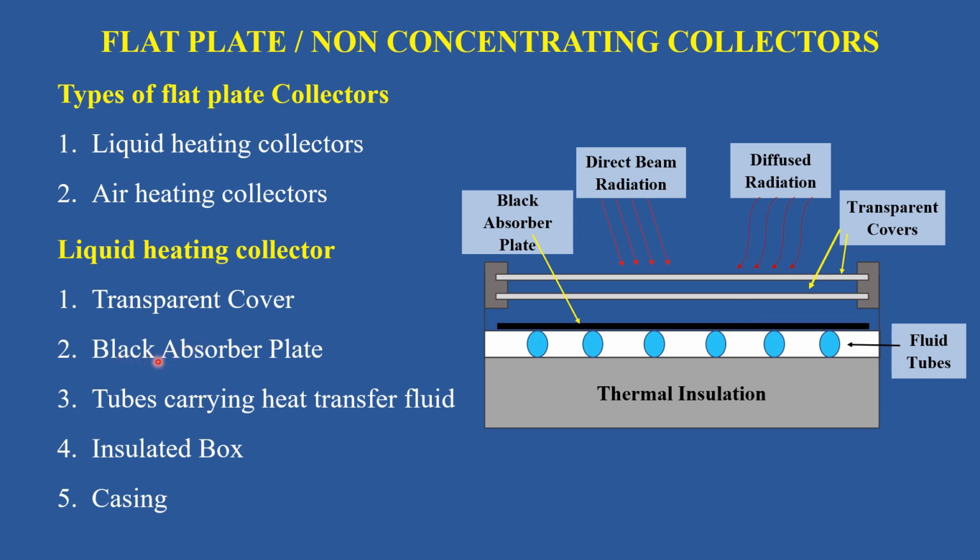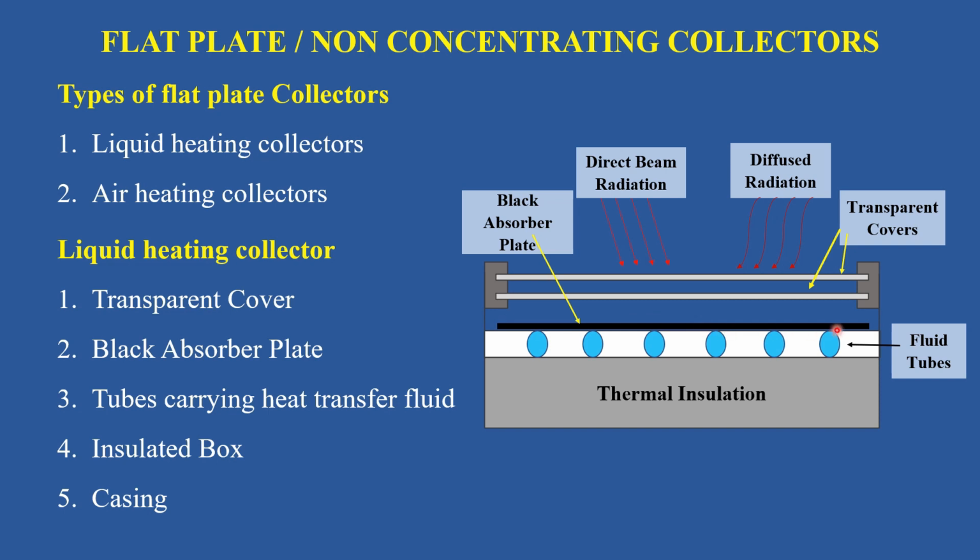The second one is the black absorber plate. Below the glass cover, there is an absorber plate. It absorbs the maximum solar radiation incident on it through the transparent cover. In order to increase the absorptivity, it is coated with black color. And the absorber plate is made of copper, aluminum or steel. But due to its high conductivity and resistance to corrosion, copper is generally used, although a wide variety of other materials can be used for air heaters.